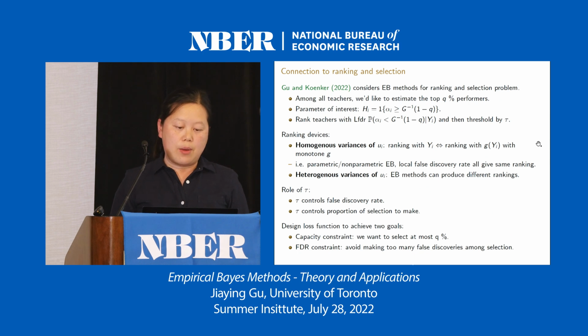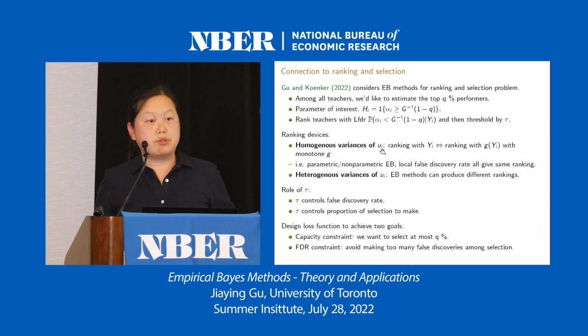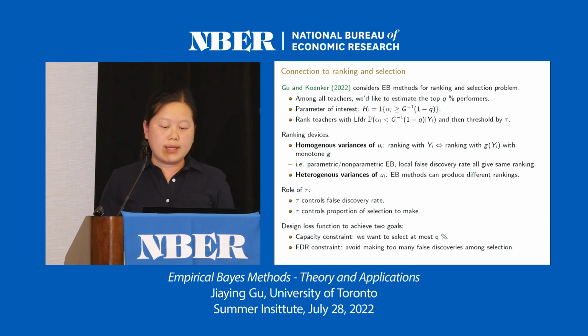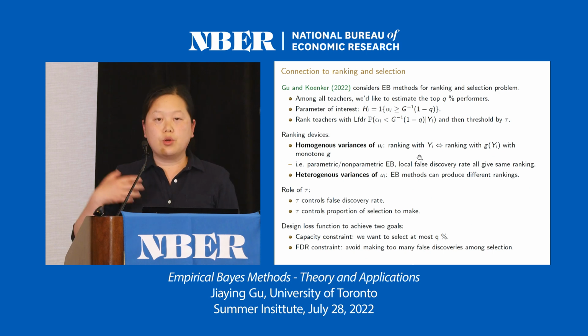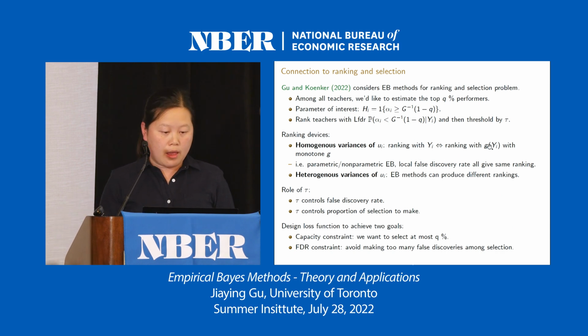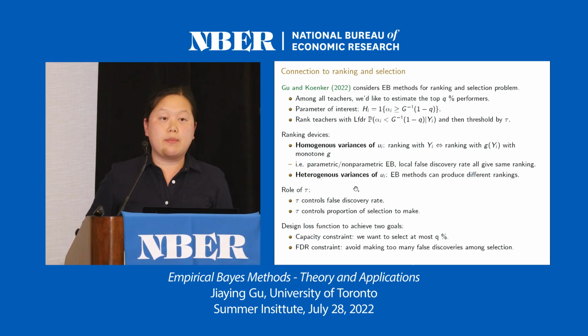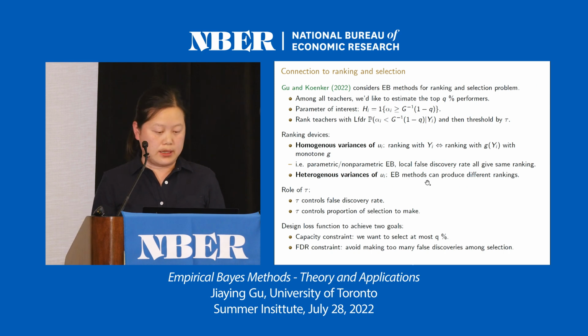So the first remark is on the measure we use to rank teachers. If we are in the homogeneous variance context, imagine all your teachers teach the same number of students, then all their variances are the same. Then ranking with the MLE estimator is going to be equivalent to ranking with any monotone transformation of that, because ranking is just ordinal information. And we have probably already seen that all these parametric, non-parametric EB, or local false discovery rate, are all going to give you the same ranking because they are all monotone transformations of the MLE, which is y_i. However, if the variance is different across individuals, then different EB methods can produce different rankings. So we documented these in that paper.